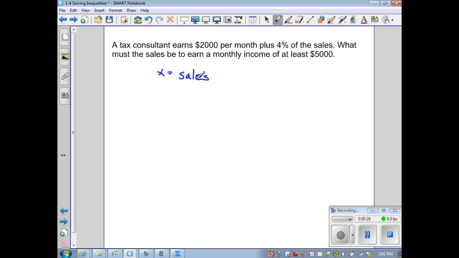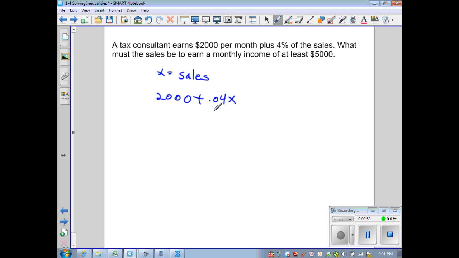How do we find out the total income for this tax consultant? Well, it's $2,000 plus any amount of sales, and it's going to be 4% of those sales. So it's going to be 0.04 times X. That is the earnings for the tax consultant. Recall that 4% to change to a decimal is 4 divided by 100.